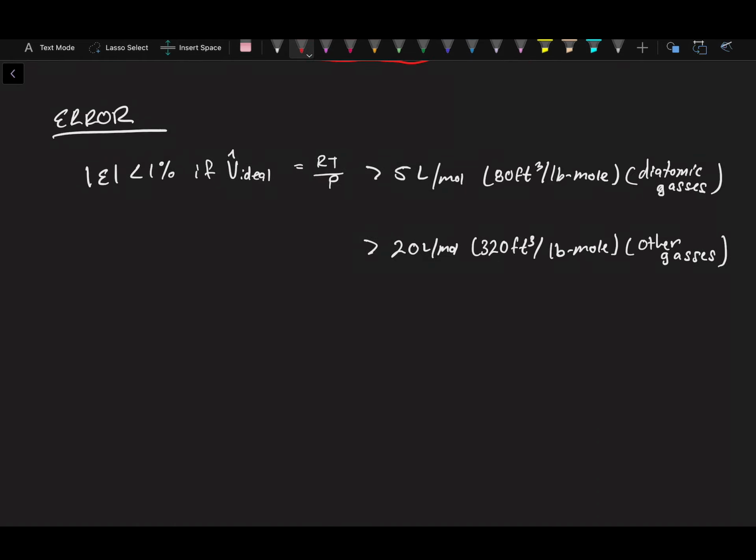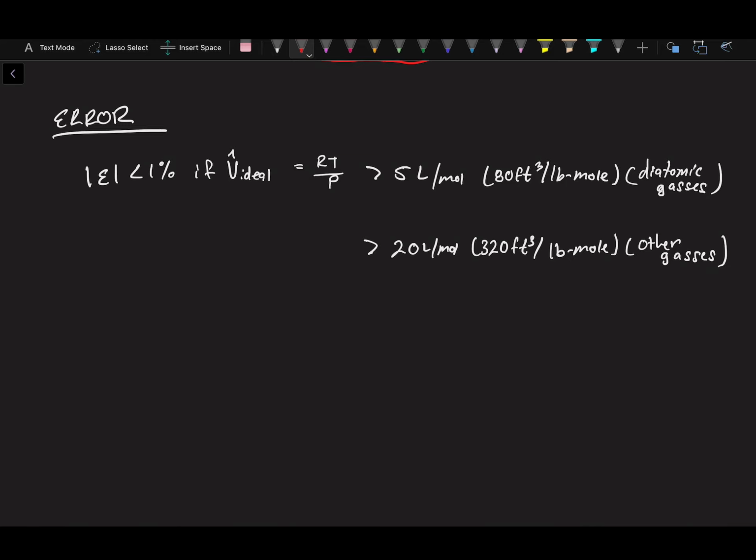So these are the formulas you use. And here you're told that V ideal equals RT over P. That is, V ideal equals R times temperature, R being your gas constant, divided by pressure. And V is your V hat or V ideal, the one we defined earlier above.